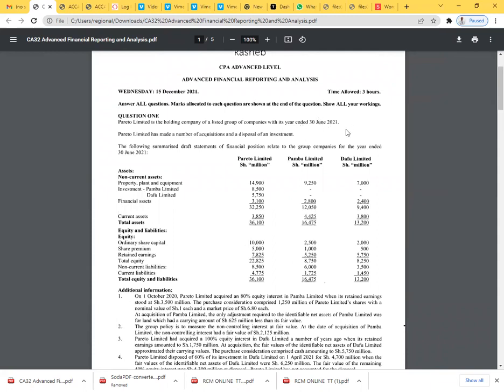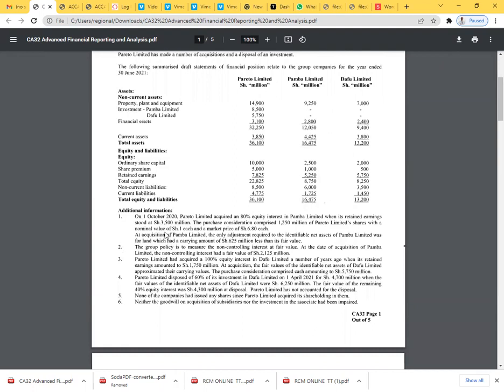I have to underscore this. Pareto Limited has made a number of acquisitions and a disposal of an investment. The following summarized draft statements of financial position relate to the group of companies for the year ended 30th June 2021. So 30th June 2021 is the date of financial statements. So we can see the statement of financial position of Pareto Limited, SOFP of Pamba Limited, SOFP is statement of financial position, of Pamba Limited and of DAFU Limited.